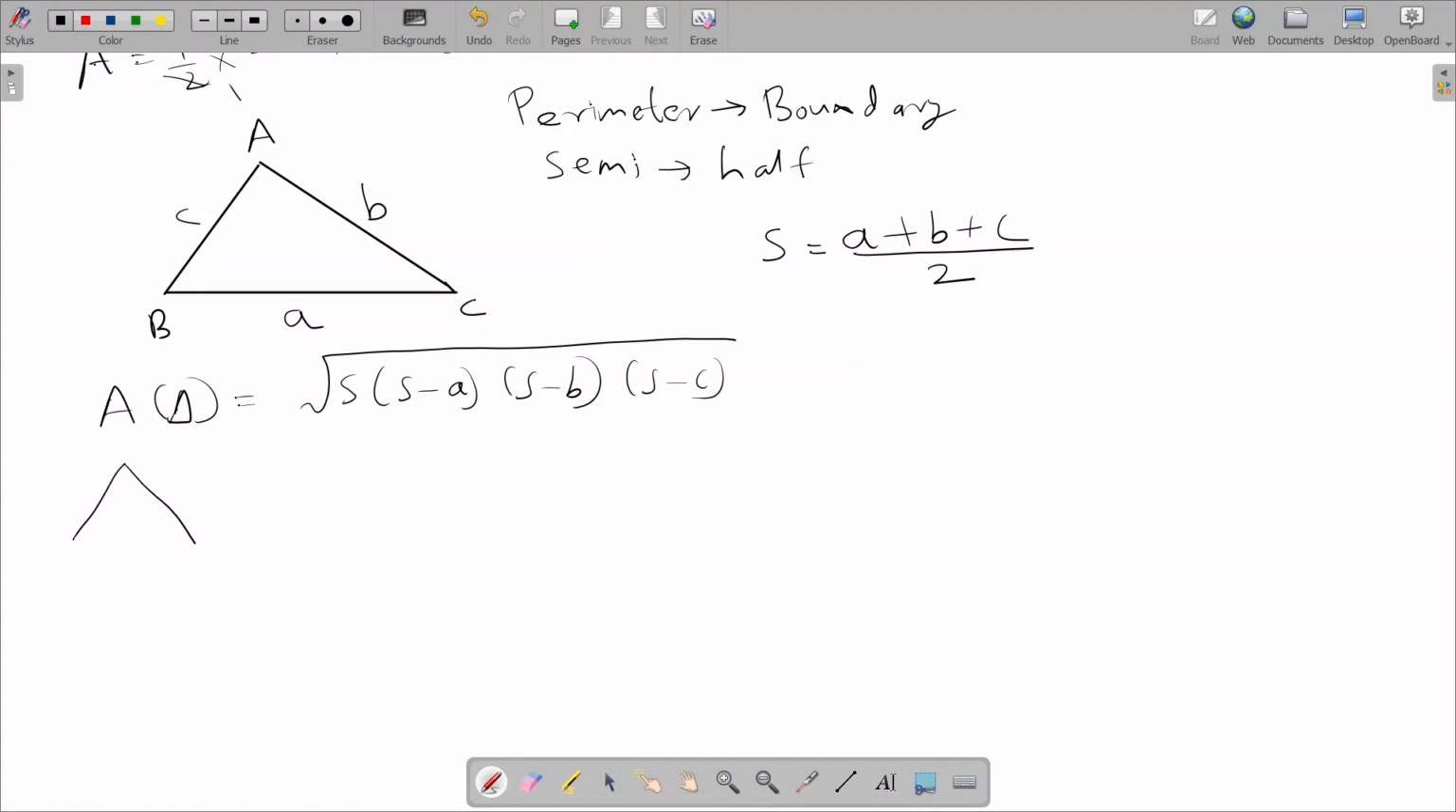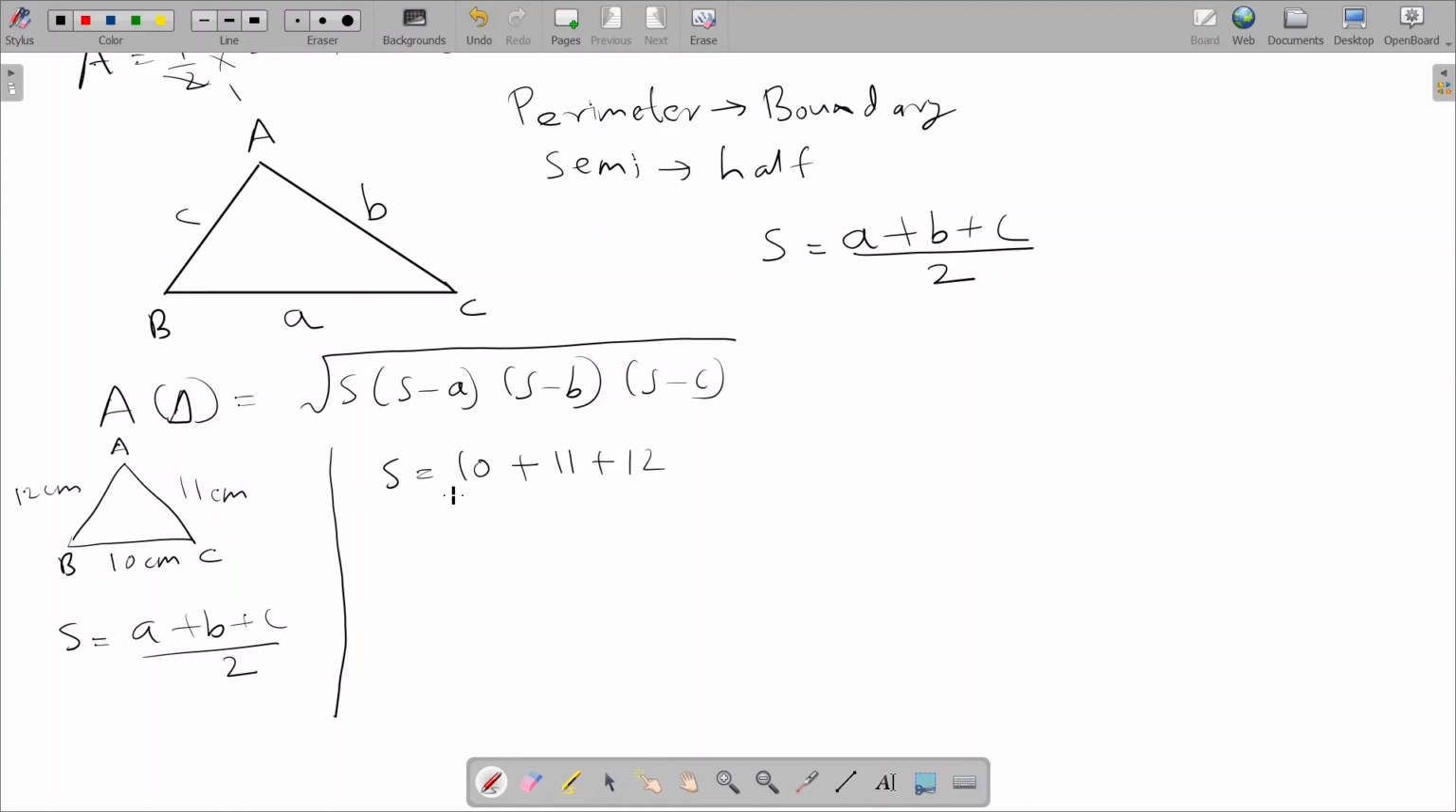In a triangle ABC, the side opposite to A, let me take as 10 centimeter, the side opposite to B is 11 centimeter, and the side opposite to C is 12 centimeter. And the question is to find the area of the triangle. We have to apply the semi perimeter formula. So first find the semi perimeter. S will be how much? (a plus b plus c) by 2. Just add all the sides and divide by 2.